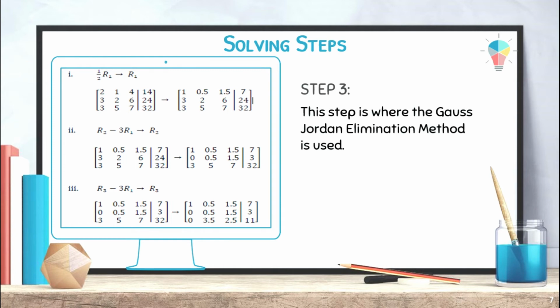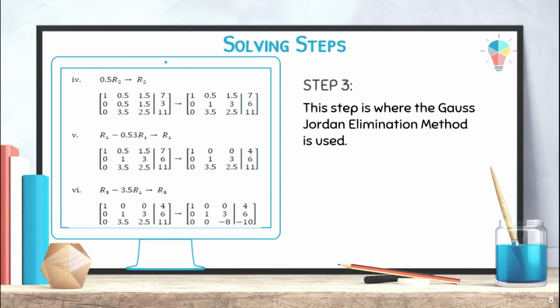Next, step 2, subtract multiples of the top row from other rows so that all other entries in the column containing the top row's leading entry are all 0. Therefore, row 2 minus 3 multiplied by row 1 to get new row 2. For step 3, it will follow the same process as step 2, where row 3 minus 3 multiplied by row 1 to get new row 3.